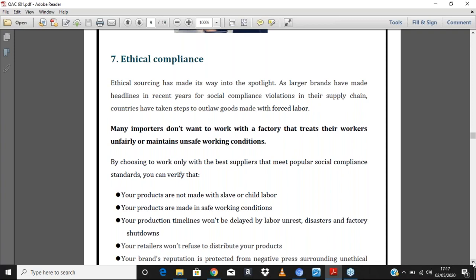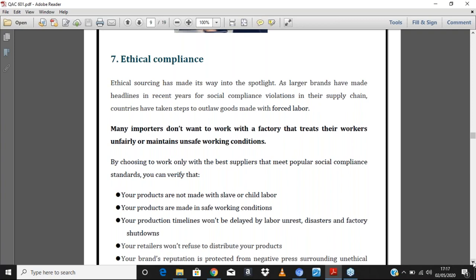Larger brands have made headlines in recent years for social compliance violations in their supply chains. So you have to take that into consideration. What are their regulations? What are the guiding principles in that country? How do they operate? What do they accept? What do they not accept? You have to look at the ethical requirement, the ethical standard.